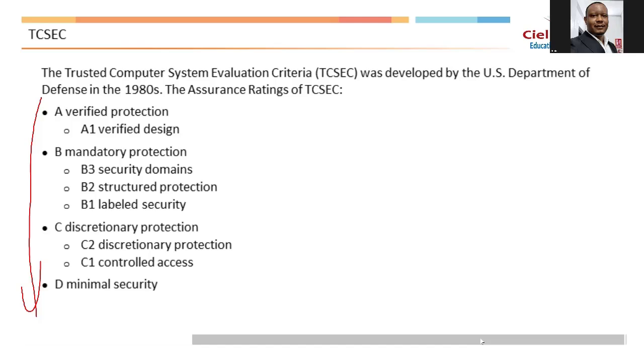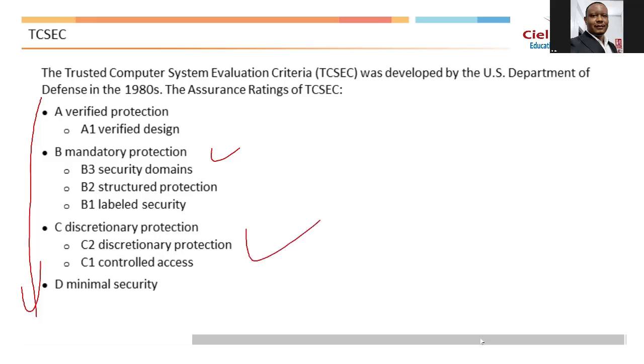Then there's also category B, which is mandatory protection, where you have B1, B2, and B3. B1 basically focuses on mandatory access controls. So this is where access decisions are made based on security levels. Then B2, more like structured protection. So this level basically introduces what we call structured protection beyond the B1. It has a stricter access control. Then the B3, this is also another level of control that ensures isolation of your security domains.